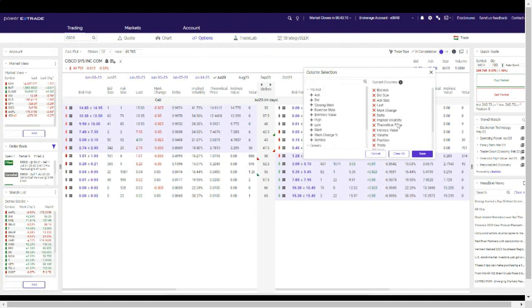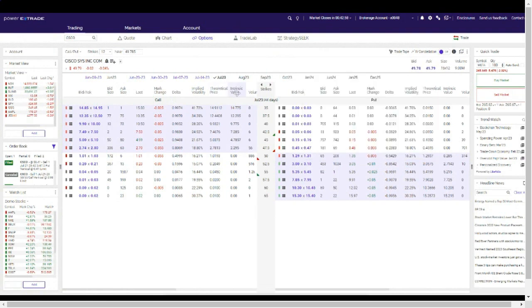columns, and you can customize them either by dragging them on this column selector to get them into the order, but even better is, once you have the columns you want, you can just grab them on the chain itself and drag them over.